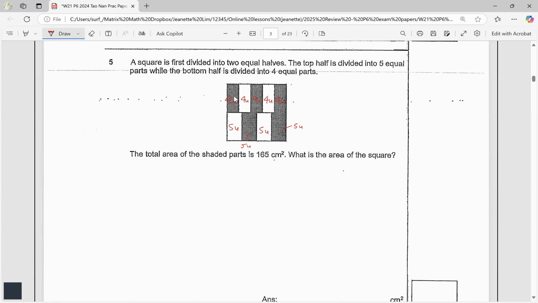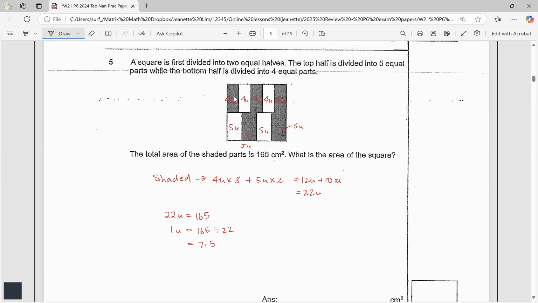So the shaded parts will be 4 units times 3 on top, plus your 5 units times 2. That's 12 units plus 10 units. 22 units in total. Okay, so 22 units will be 165. 1 unit would be 165 divided by 22. You get 7.5.